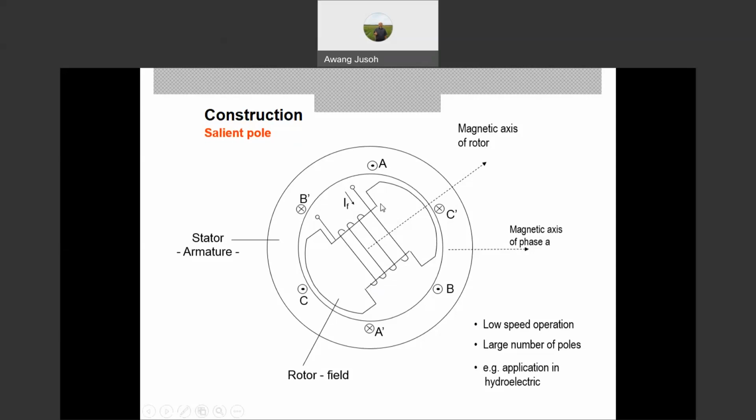Alright. So when the flux cuts the stator conductor, it will induce voltage. So we get Ea, Eb, Ec, simple like that.